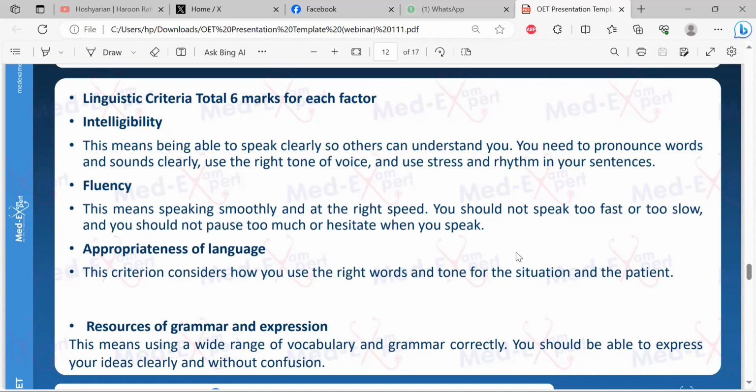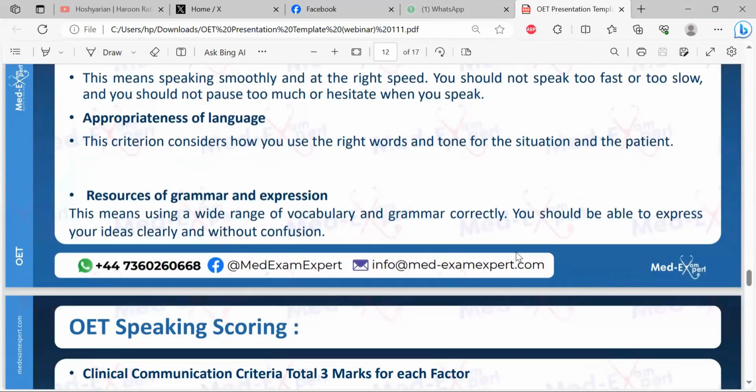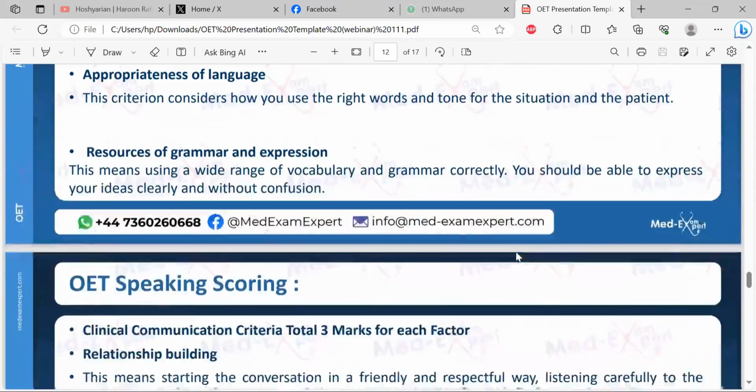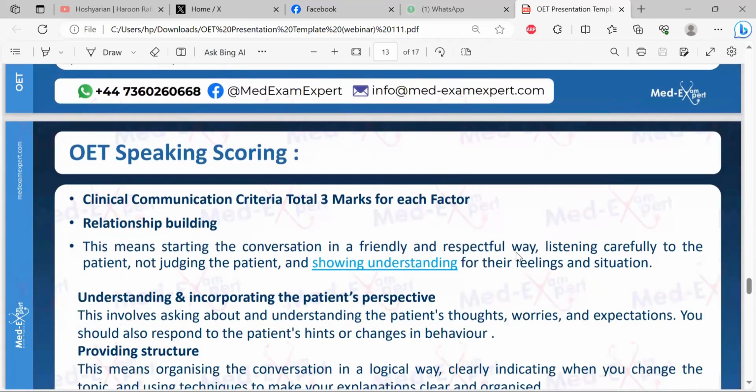Then there comes appropriateness of language. This criterion considers how you use the right words and tone for the situation and the patient. Then resources of grammar and expression. This means using a wide range of vocabulary and grammar correctly. You should be able to express your ideas clearly and without confusion. These all carry 6 marks each. These were the linguistic criteria.